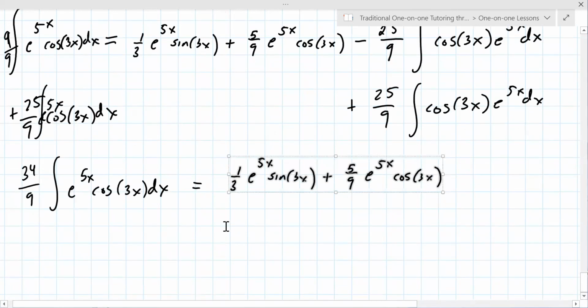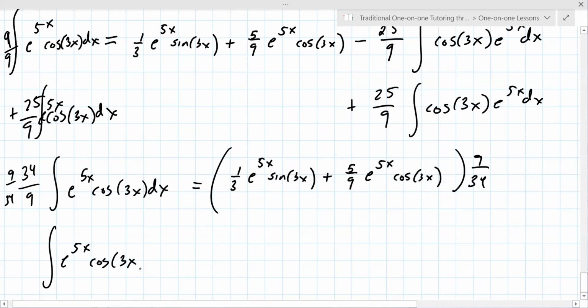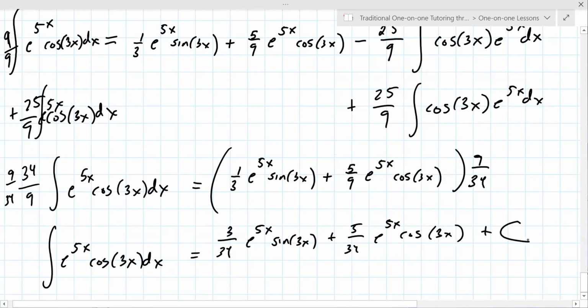Okay, so then, and you always do this, you get rid of this coefficient here. You multiply by 9 over 34. So the integral e to the 5x cosine 3x dx is, 1/3 times 9 over 34 is 3 over 34, e to the 5x sine 3x plus 5 over 34, e to the 5x cosine 3x plus c. 34 over 9 up here, you just multiply by the reciprocal on both sides.